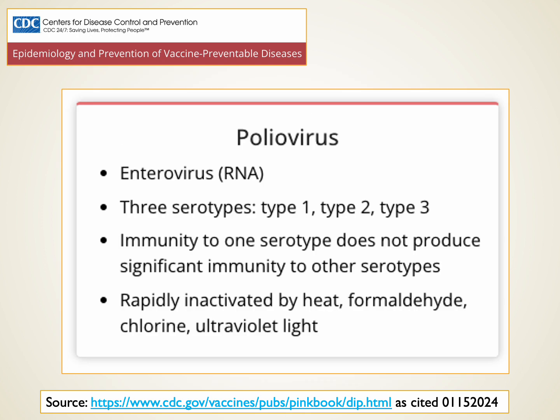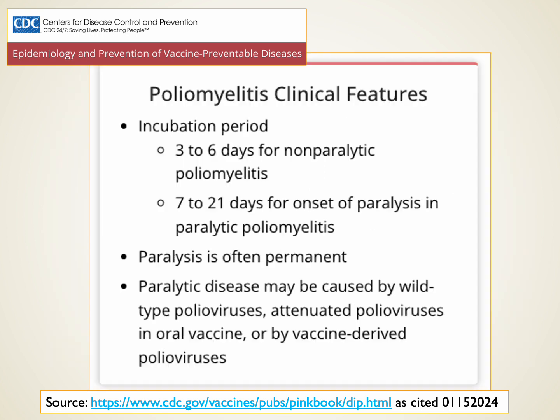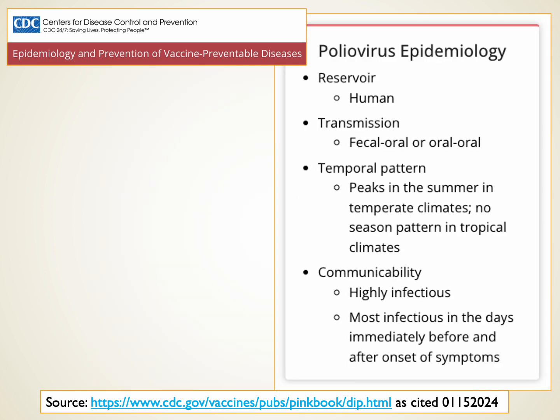The poliovirus is an RNA virus with different serotypes. The pathogenesis is oral, pharyngeal. Poliomyelitis has an incubation period of almost a week, and then an onset of paralysis that can sometimes be permanent. It can be variable in where the paralysis occurs. The epidemiology, again, is fecal-oral or oral transmission. It peaks in the summer climates. It's highly infectious.